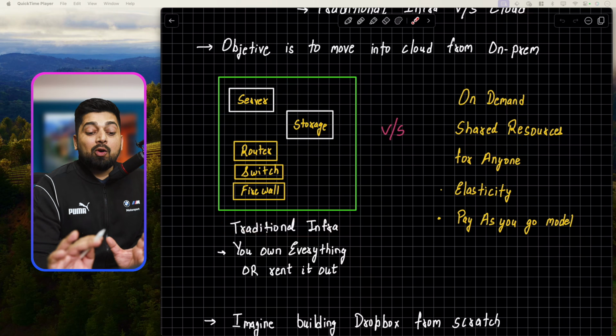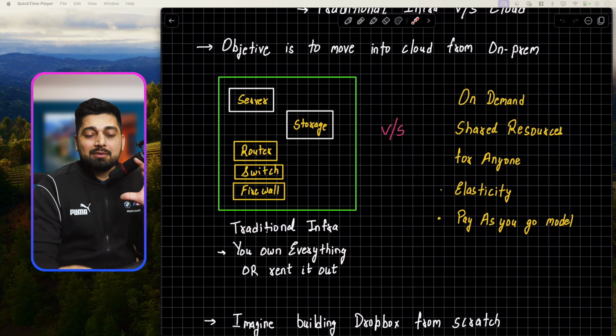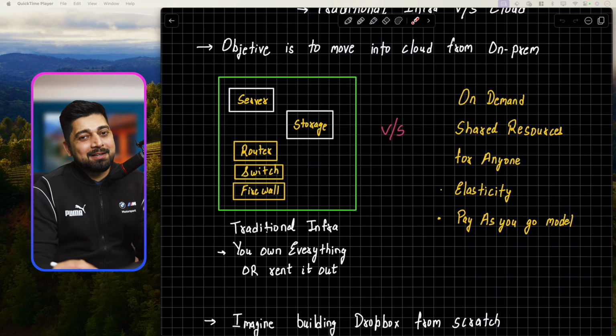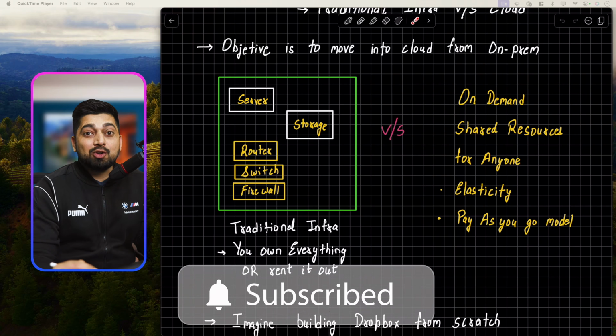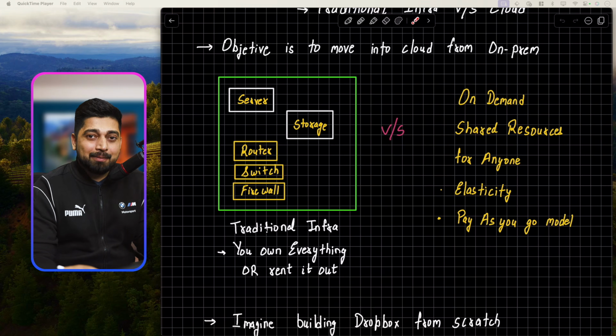On the other hand, oh, by the way, one more thing, you own everything or rent it out. Now, there is a concept in on-prem devices, or managing your own infrastructure, where you have to own everything. So if you want to put up a website, you have to think about how can I buy the hard disk? How can I buy the RAM? How much RAM should I buy? 2 GB or 200 GB? What should I plug it into? And all of that.